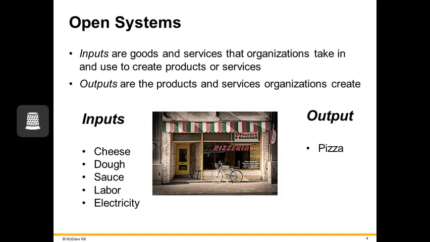So if you were running a pizzeria, some of your inputs might be cheese, dough, sauce, labor, electricity, maybe fuel if you have a gas powered oven. Okay, all these things here would be your inputs, and then the output that would come out of everything over here on the left is we would create a pizza.